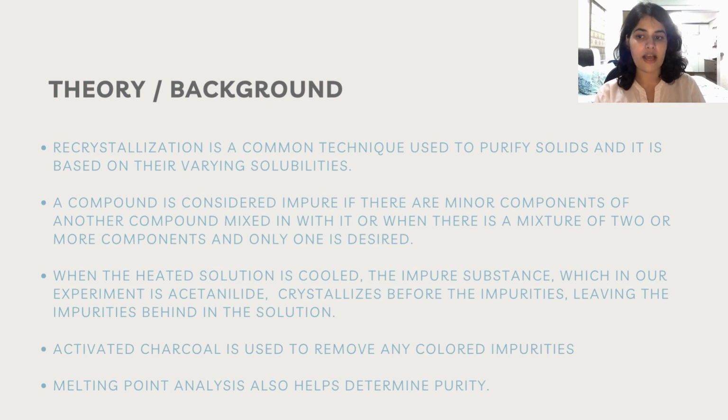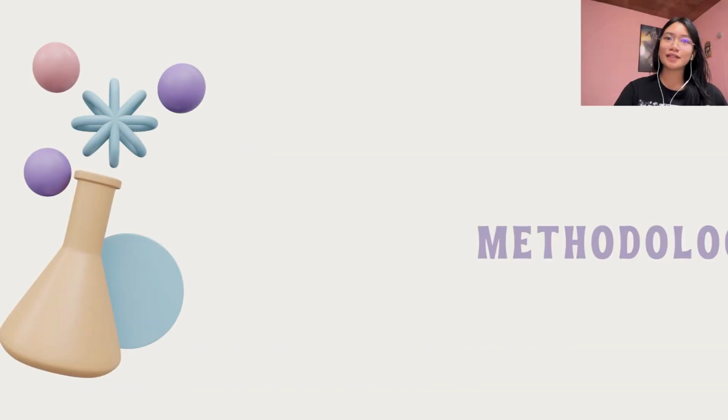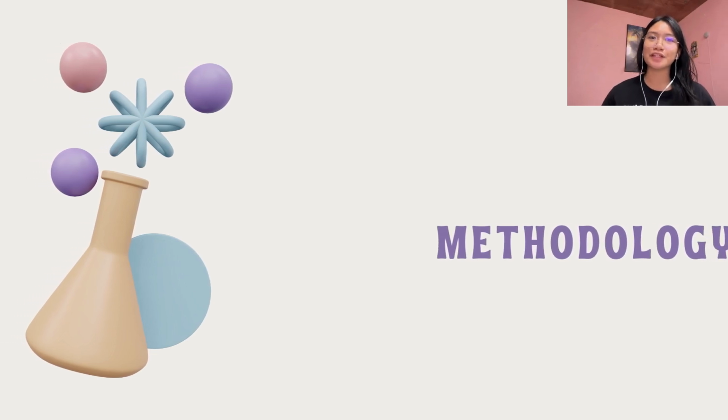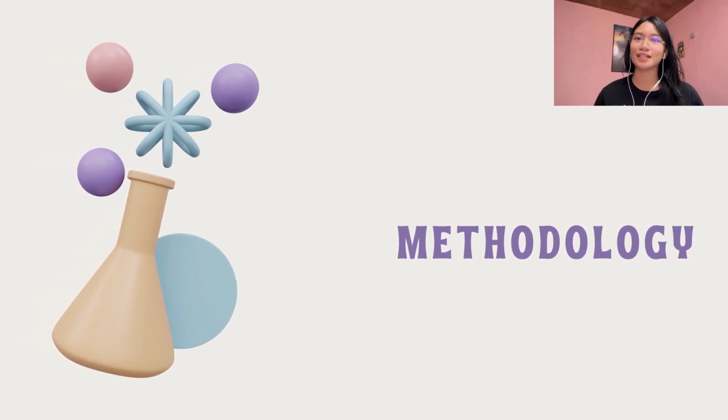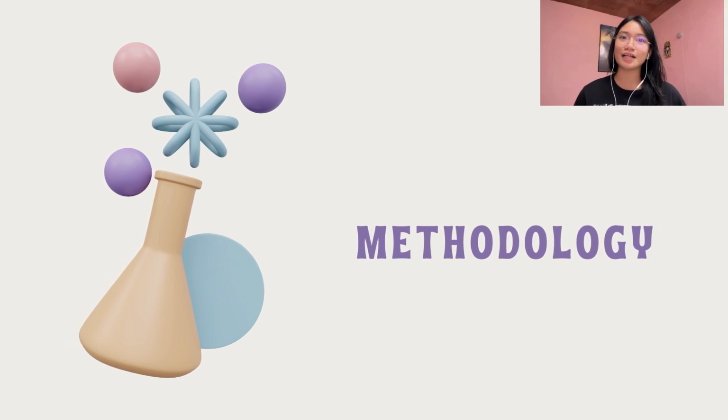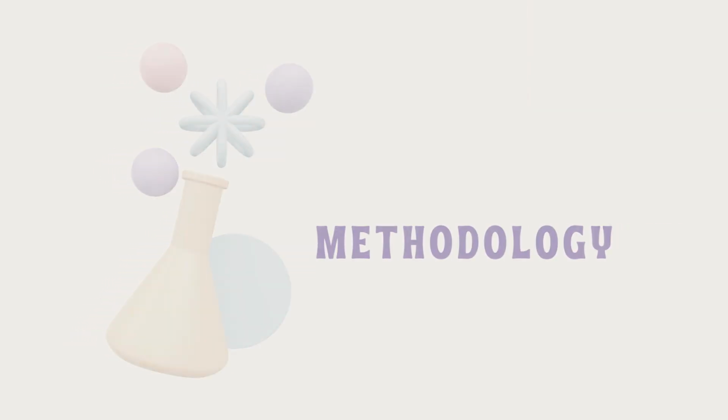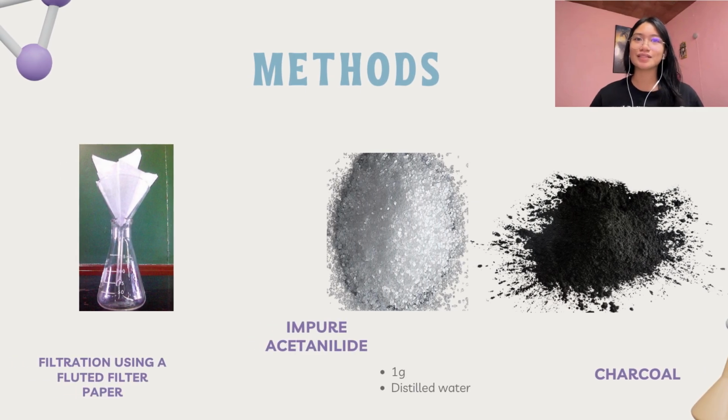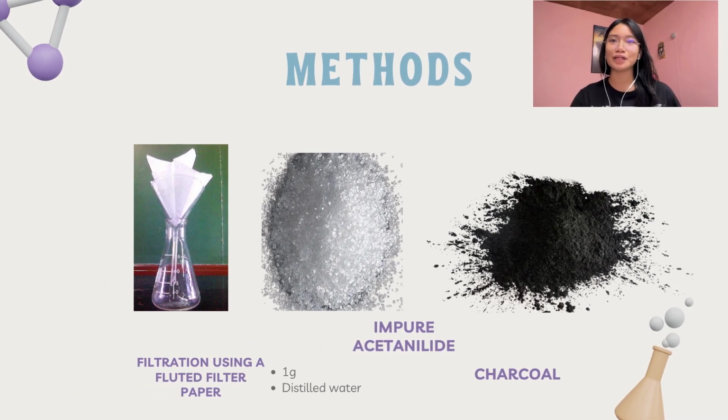The melting point is also a physical property that is used for the purpose of determining purity. A pure substance would have a higher melting point compared to an impure substance, and thus the melting point analysis helps confirm the purity of the substance. Moving on with the method of the group in performing the recrystallization of acetanilide. Once we had prepared the needed glassware, the group started the setup. The figure shown on the screen is the filtration using a fluted filter paper.